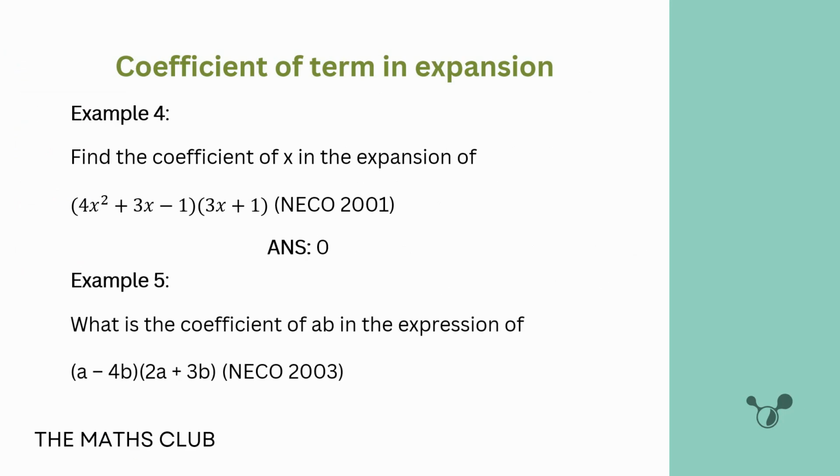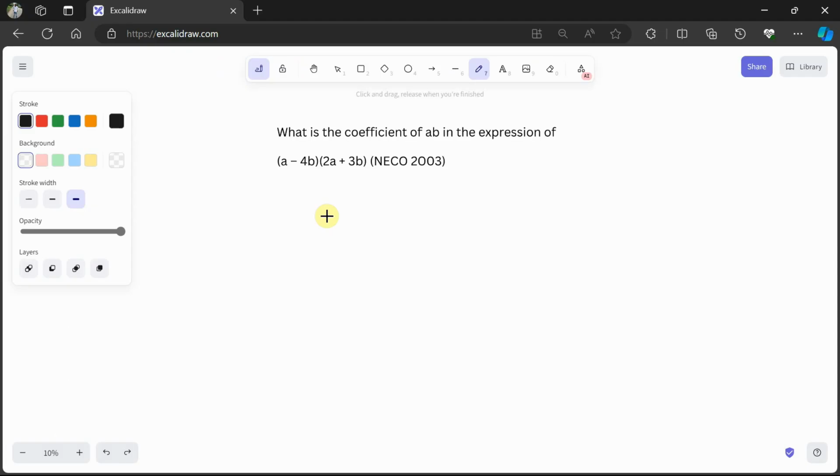Great. This example says, what is the coefficient of ab in the expression a minus 4b times 2a plus 3b? I want you to pause the video and try this out yourself. Welcome back. Let's solve it together. For this one, I'm going to use the first method. That means I'll be spreading over the second guy. So that will be 2a plus 3b and then 2a plus 3b, and in between them I'm going to put the first guy, which is a, and the second guy, which is minus 4b.